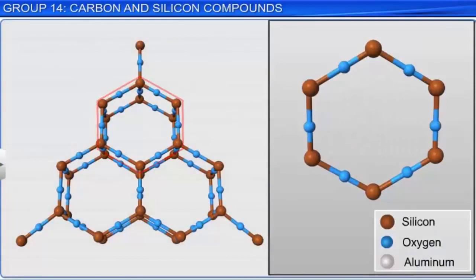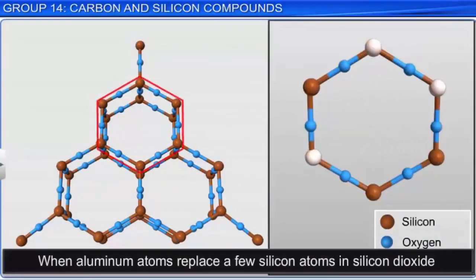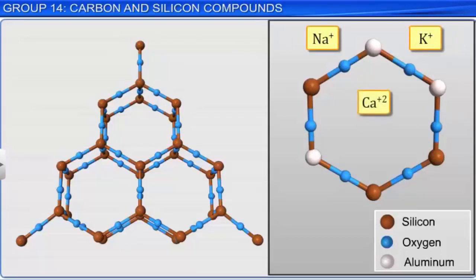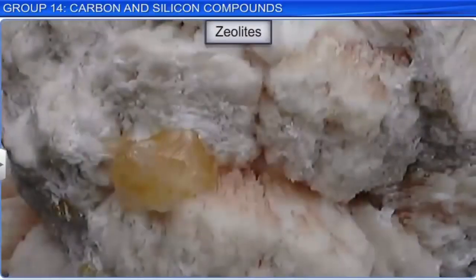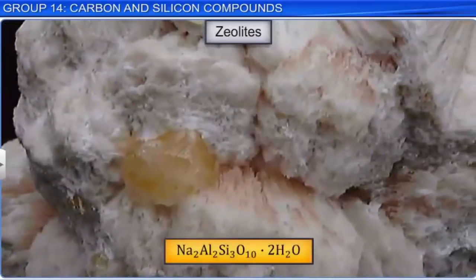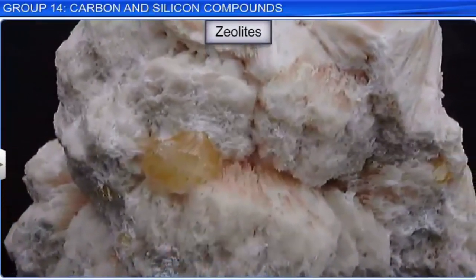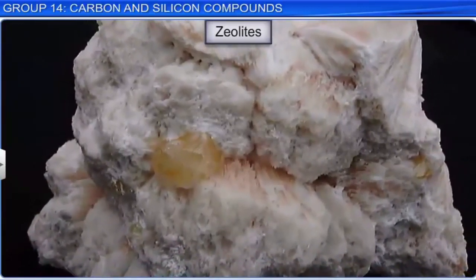Aluminosilicates form when aluminium atoms replace a few silicon atoms in silicon dioxide. Since an Si atom with a +4 oxidation state is replaced with a +3 aluminium ion, cations such as sodium ion, potassium ion or calcium ion are needed to balance the charge. Zeolites are hydrated aluminosilicates. They are microporous, with tiny cavities in their structures, as shown in the illustration.